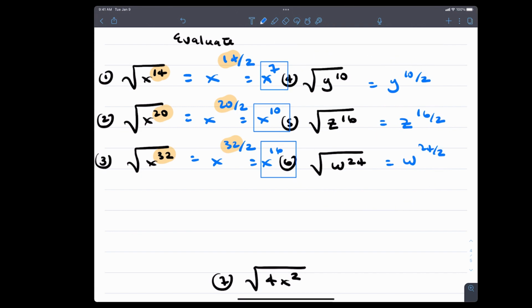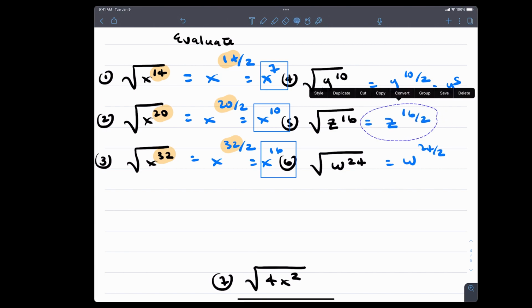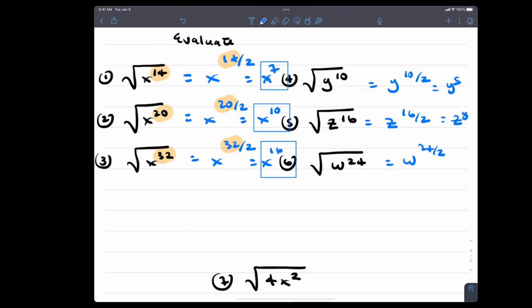What's 10 divided by 2? And then what is 16 divided by 2? Is that 8? And then what's 24 divided by 2? 12. Good job. So make sure you keep the base and you change the power, because you know how to divide by the number what? 2. And there it is. And that's it.